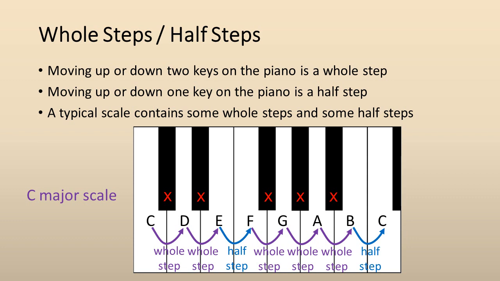In the example shown, a C major scale, da da da da da da da da, the black keys are not used. Going from the leftmost C to the D beside it skips the black key in between them. Skipping one key is called a whole step. The same thing happens when moving from D to E. You skip the black key in between them. But when moving from E to F, there's no black or white key between them, so that's a half step.